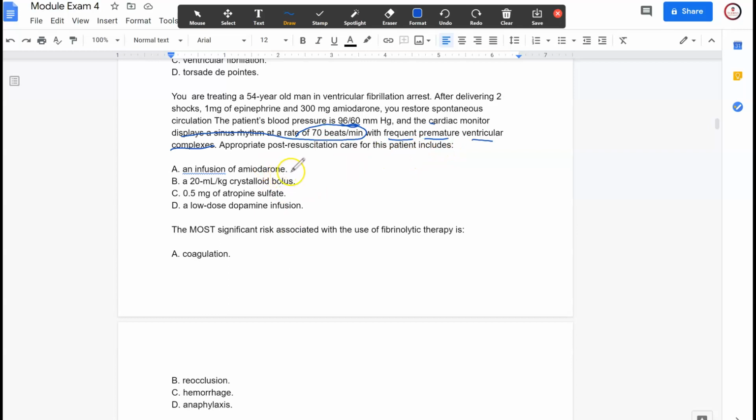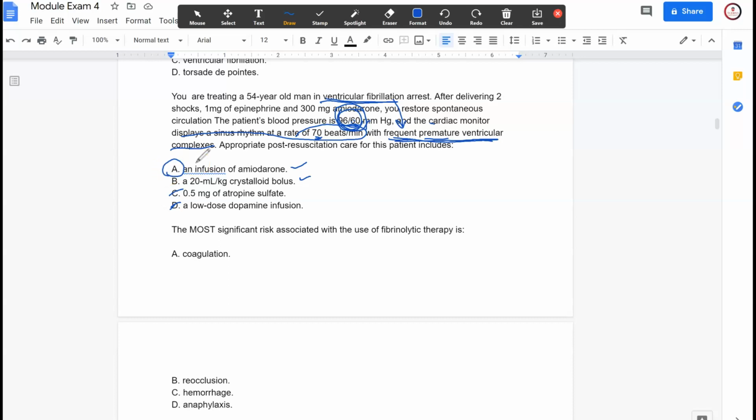An infusion of amiodarone, maybe. Crystalloid bolus, again, maybe. His blood pressure is pretty good right now. I don't know if I would flood him with water. Atropine, no. His heart rate's okay. Low dose dopamine infusion, no. He's clinically presenting pretty good. Blood pressure's okay. Heart rate's okay. So the crystalloid bolus would really be intended to bolster his blood pressure, but your biggest problem right now is that he went from VFib arrest to a rhythm that has frequent PVCs. So you need to calm down those ventricles. That means your best choice is amiodarone.